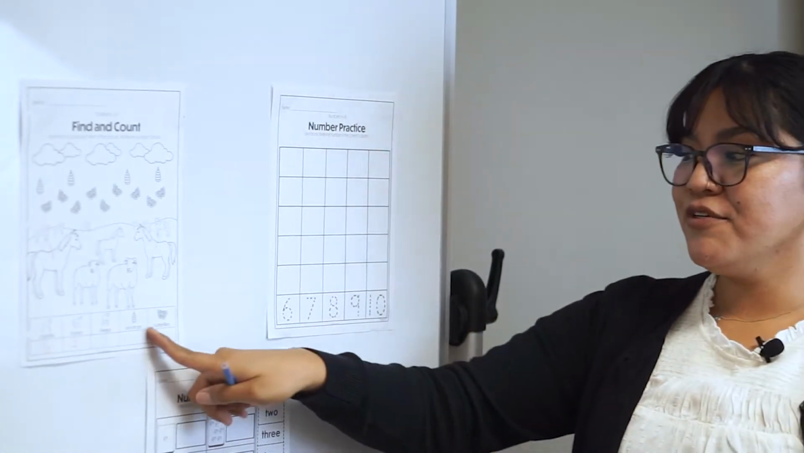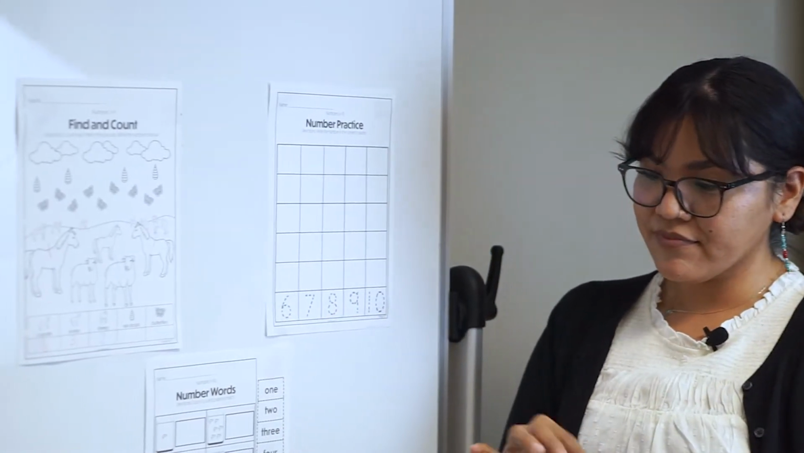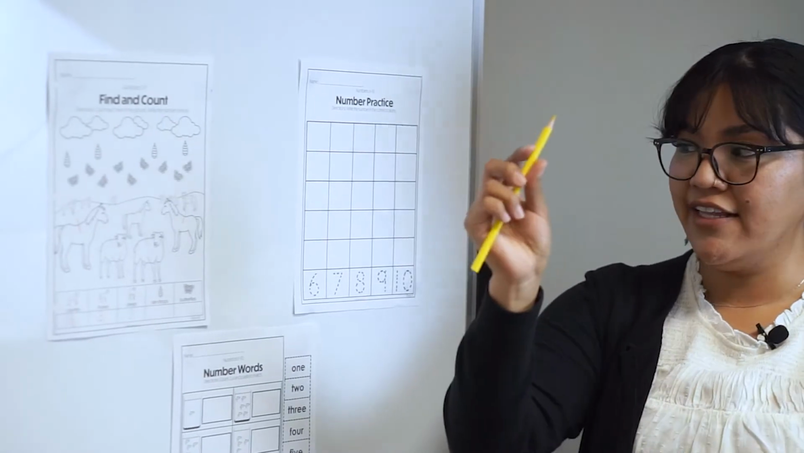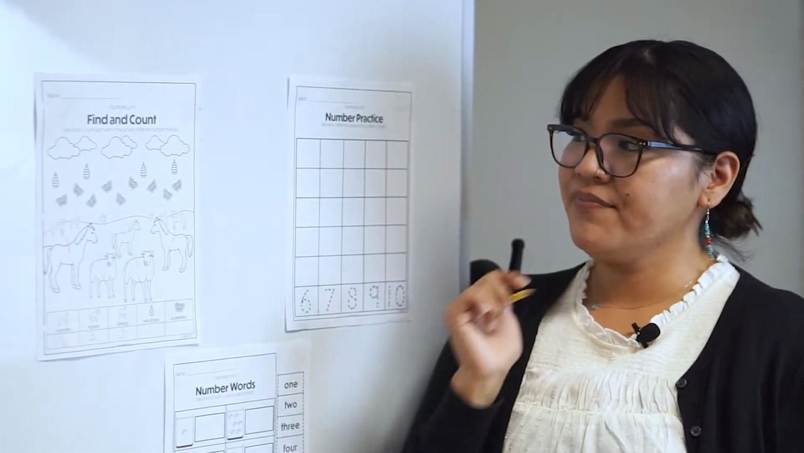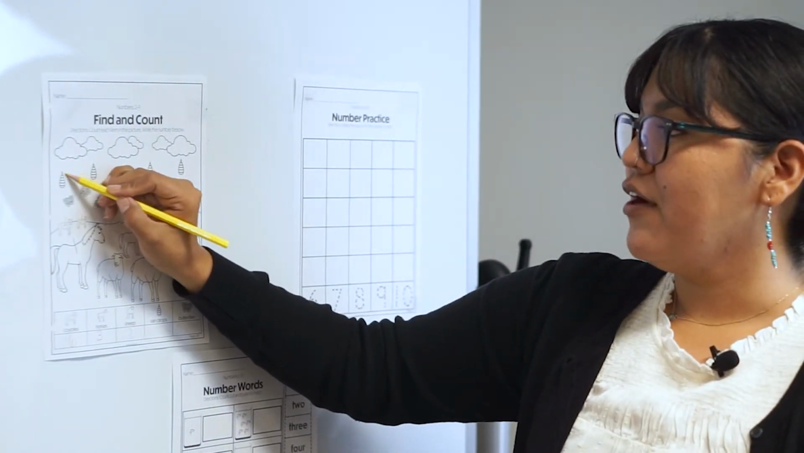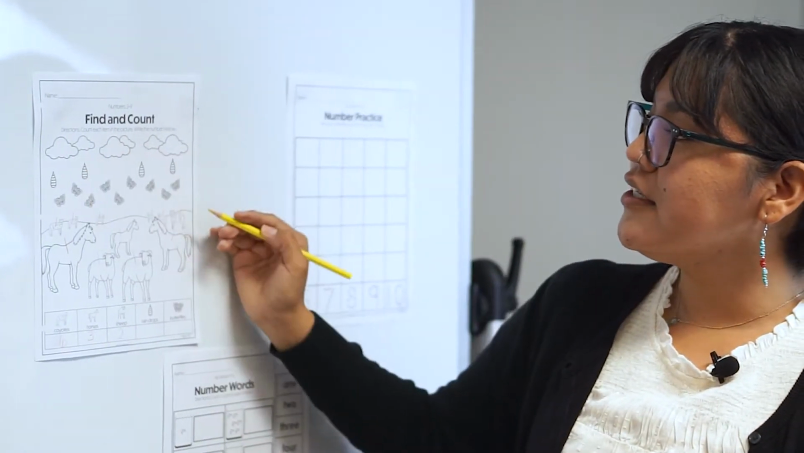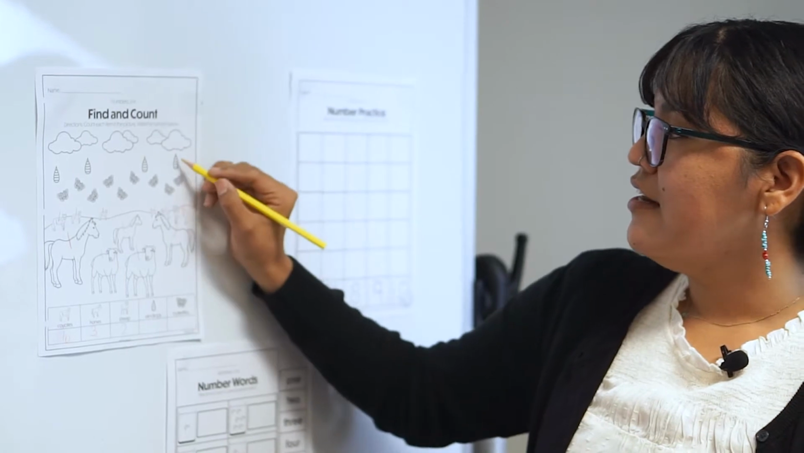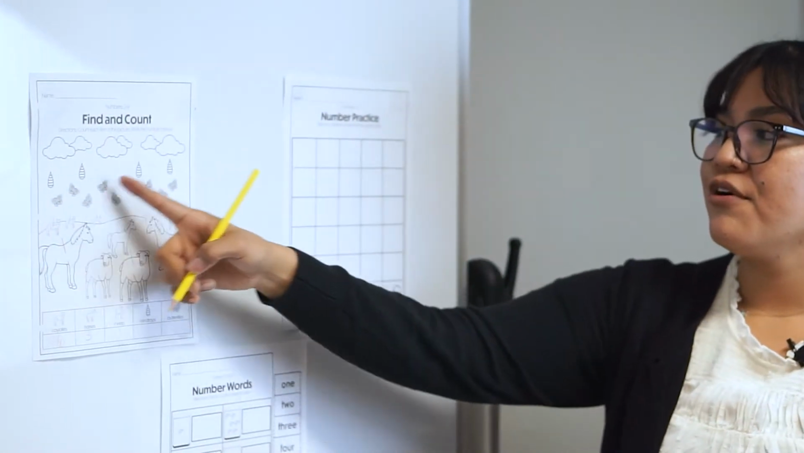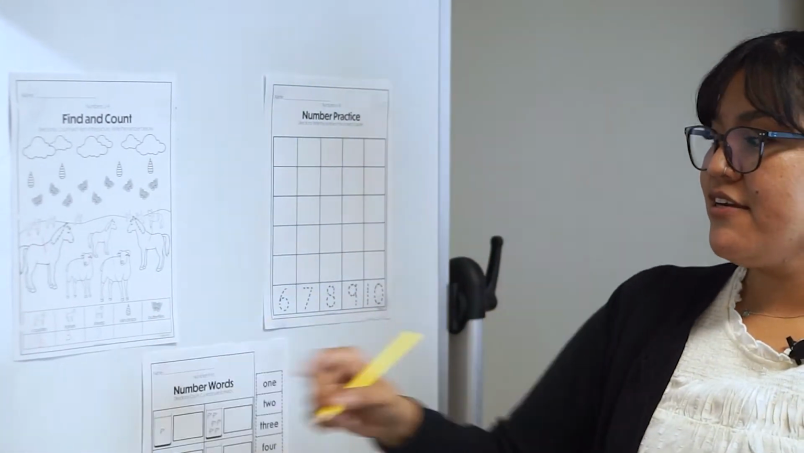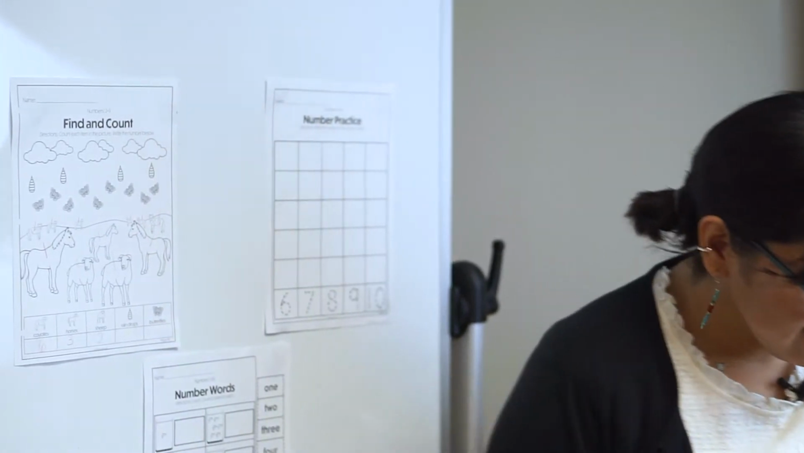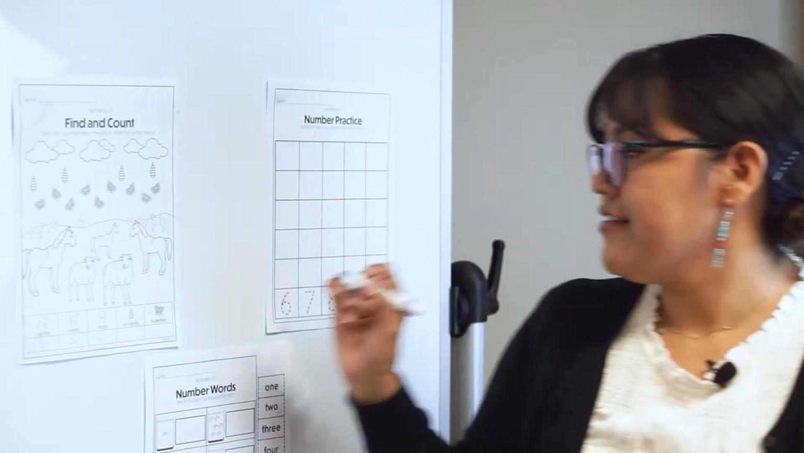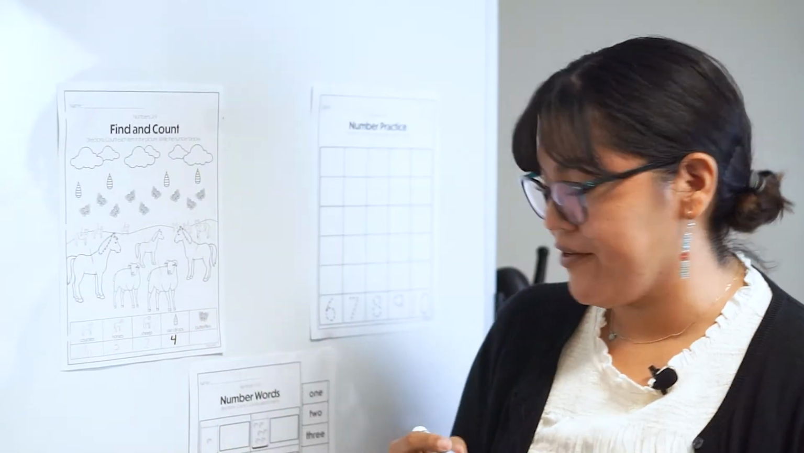Okay, let's move on to raindrops. I'm going to use the color yellow. So let's count the raindrops that we see. So we have 1, 2, 3, and 4. There are 4 raindrops. So we're going to come down here and we're going to write the number 4. Cannot really see that. I'm going to get this one and I'm going to write the number 4.